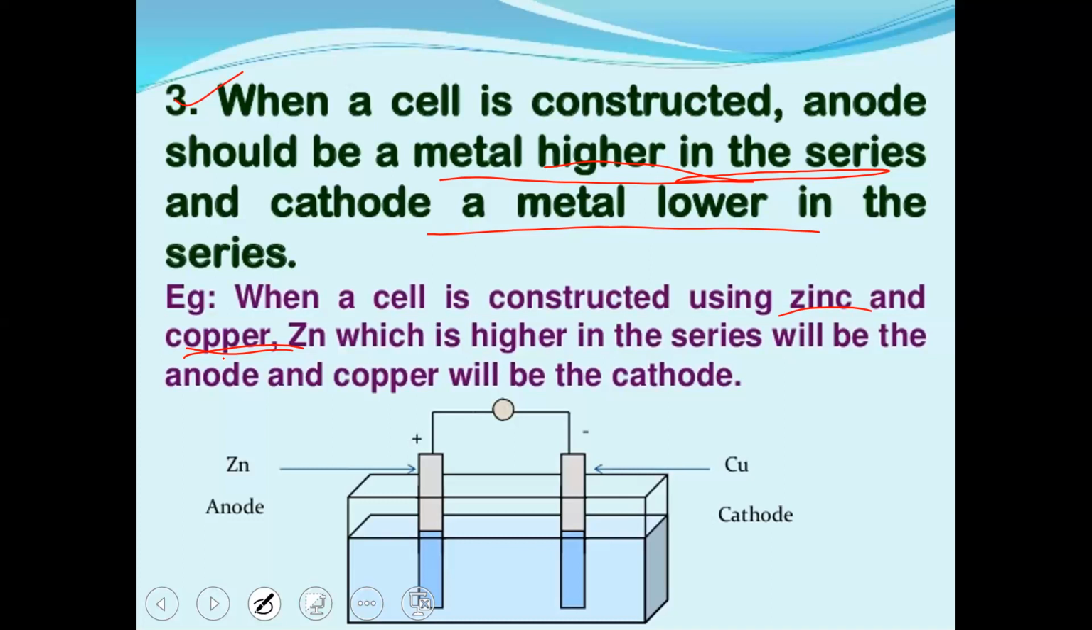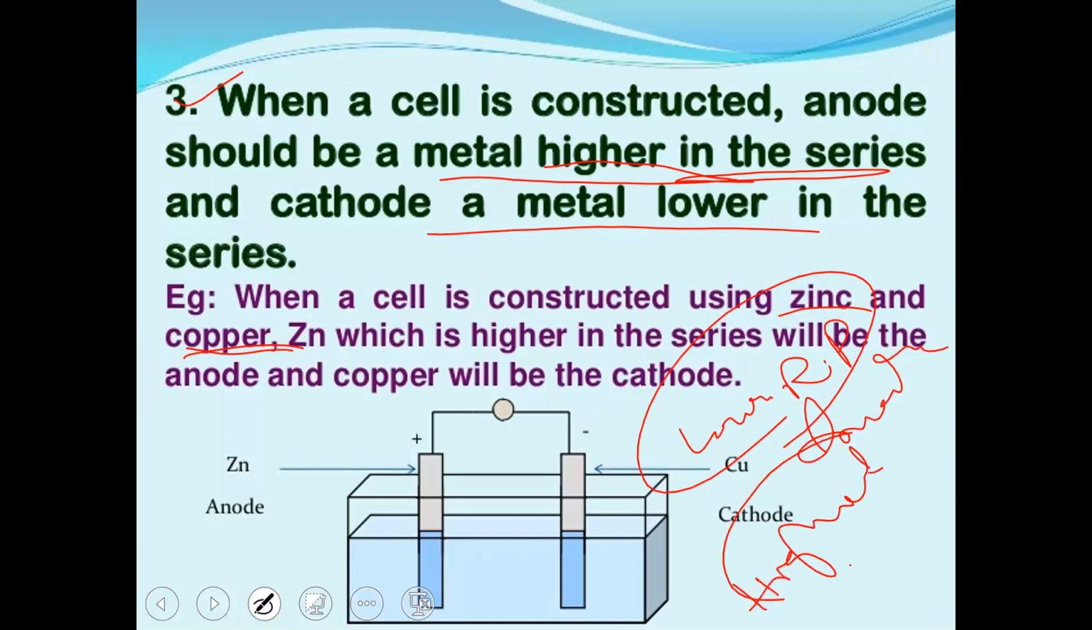And also you can tell based on the reduction potential. The metal which has the lower reduction potential will act as an anode. And the metals which have the higher reduction potential will act as a cathode. So this way also you can easily explain which will act as an anode and which as a cathode in the cell.